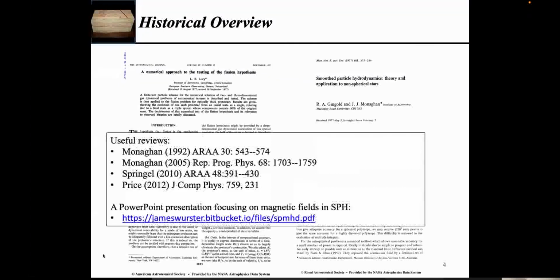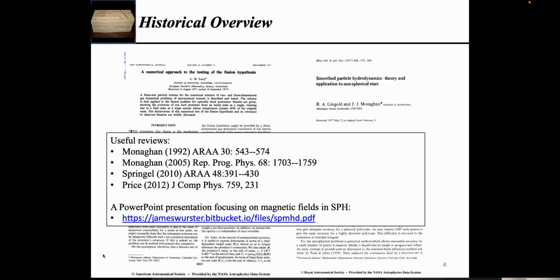There have been a lot of very useful reviews over time, and Joe Monaghan himself has written a couple. And Daniel Price's 2012 review is one of the more recent ones and one of the ones that I typically reference quite a bit. There's a lot to it. It is a fairly dense paper, but it is a good one that I would recommend. If you're interested specifically in magnetic fields, a few years ago, I gave a talk on magnetic fields in SPH, and here's a link to the slides for that talk. That obviously goes much more in-depth into magnetic fields than I'll be discussing here.